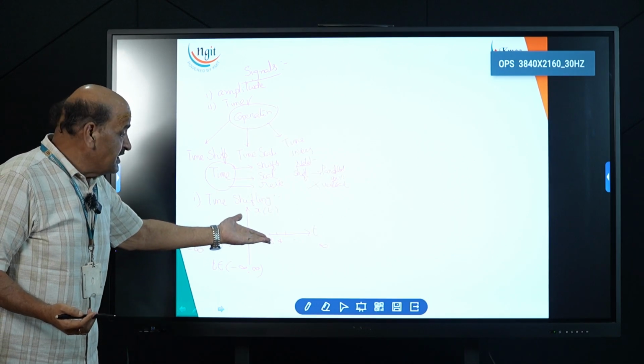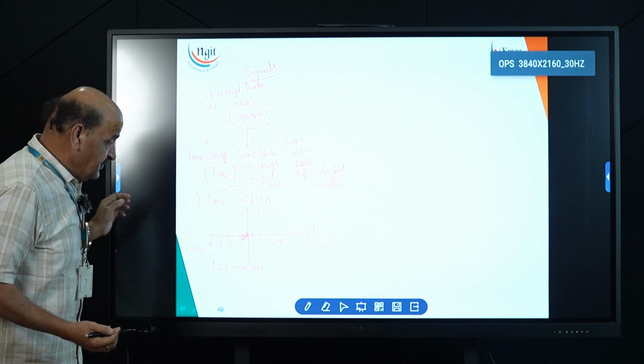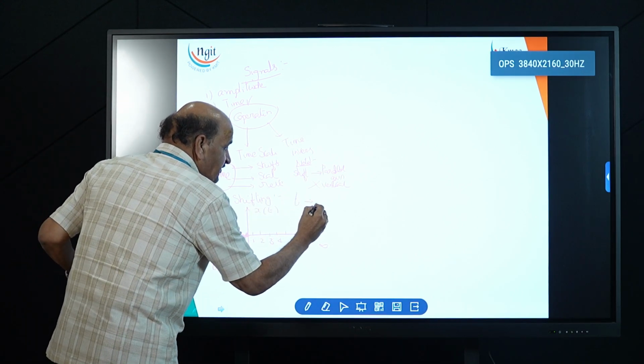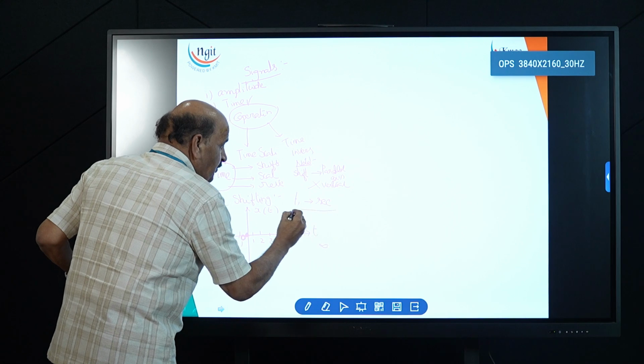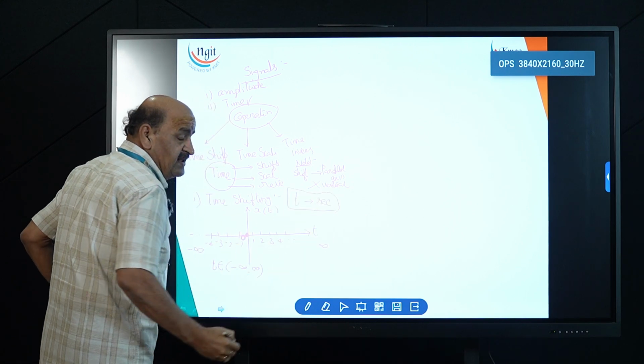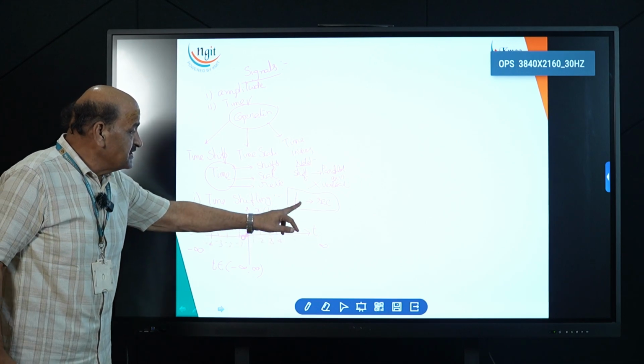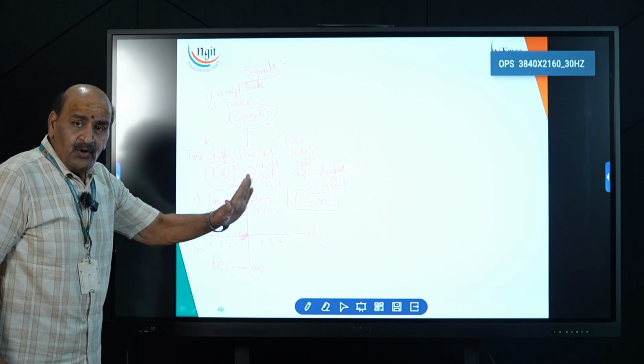t is always measured in terms of seconds. Just look here, in signals and systems, t is measured in seconds. Don't go for milli, micro, nano, pico like that. It is only seconds. Here time is measured in terms of seconds only.